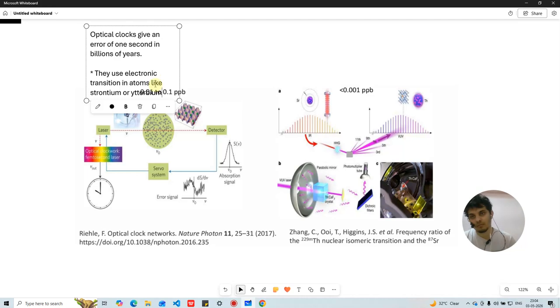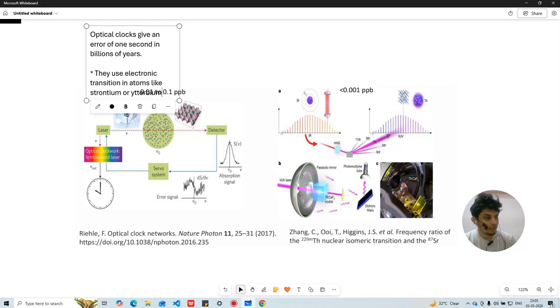If it is giving 1 second error in billions of years, I literally don't care. My grandchildren's grandchildren's grandchildren's grandchildren would have passed by then. Why they are powerful, already outperform traditional cesium clocks. Okay, so optical clocks are superior to cesium clocks. Already outperform, used in defining the second, relativity experiments, geodesy, universe gravity variations.